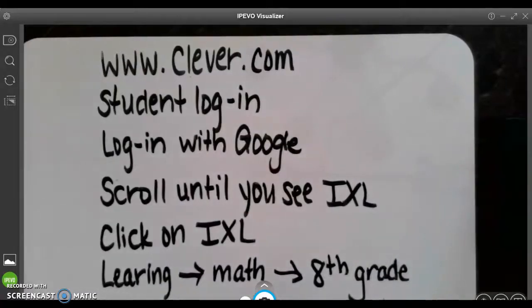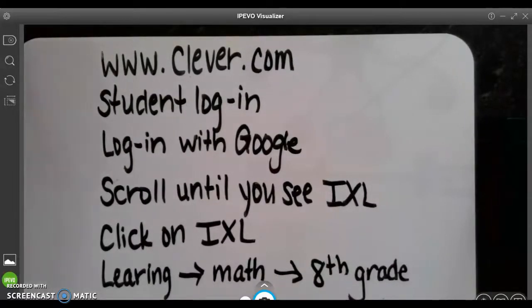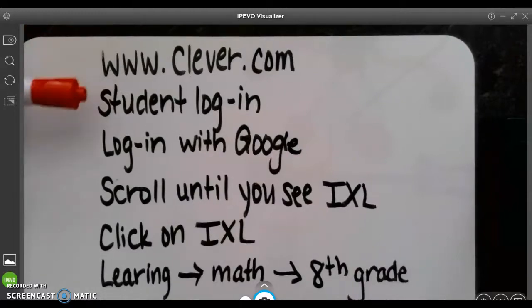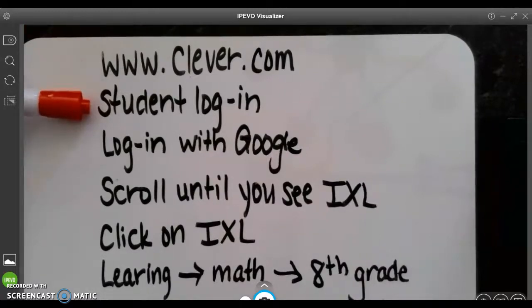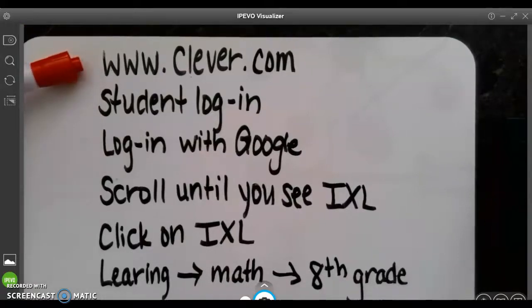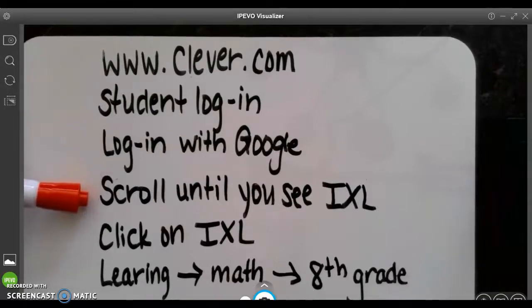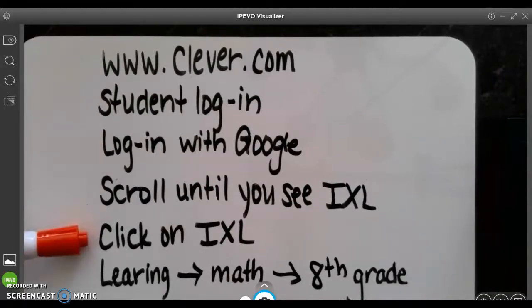You're going to work on IXL again today. If you need the directions to get to IXL again, to start from the beginning, you would go to clever.com, the student login with Google, which when you go to clever.com, you may already be logged in at this point. Scroll down until you see IXL. Click on that IXL button.